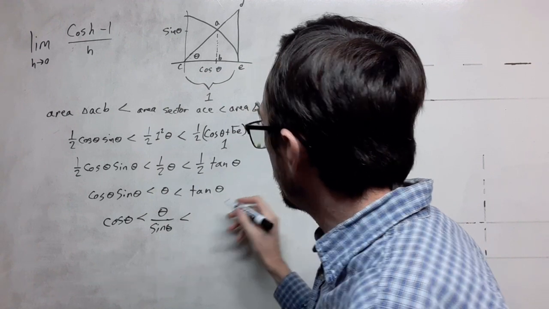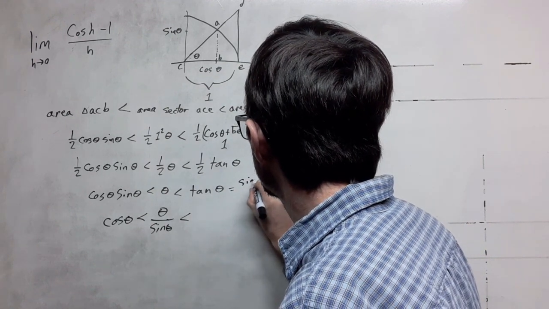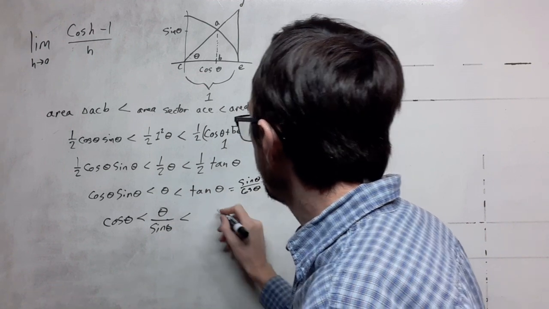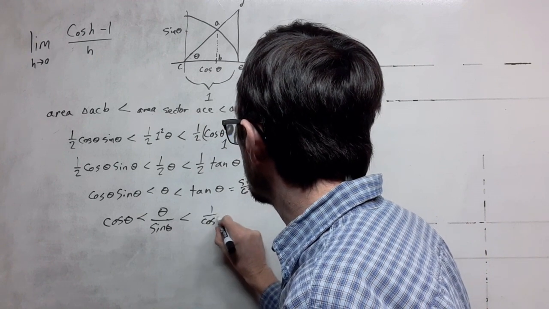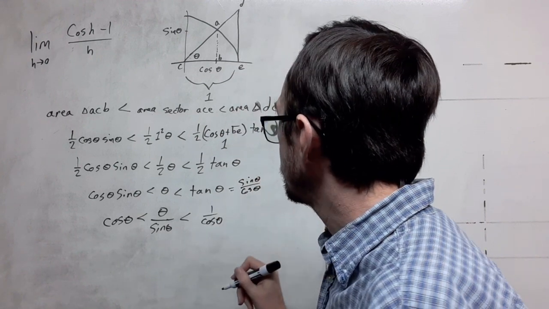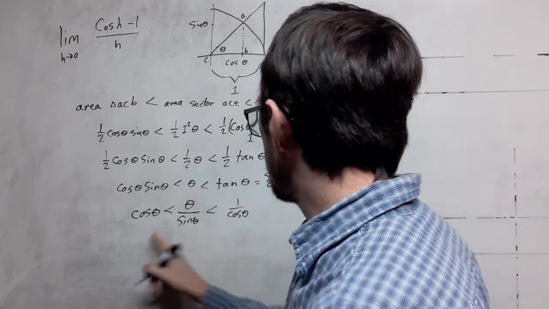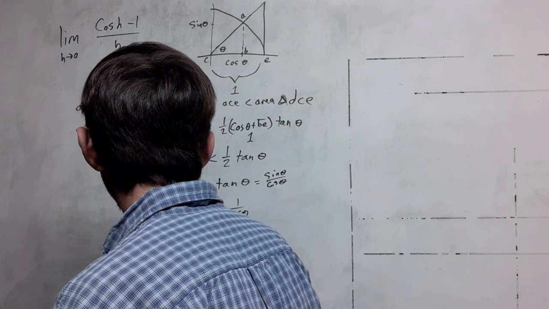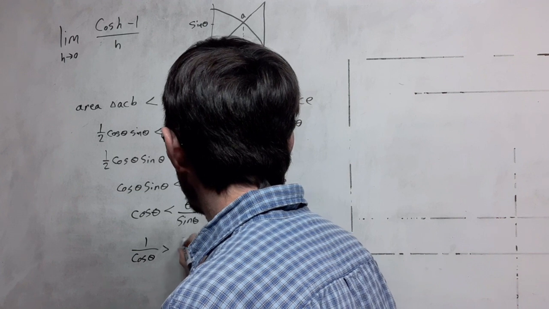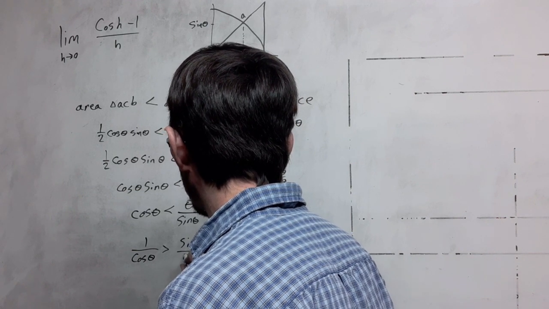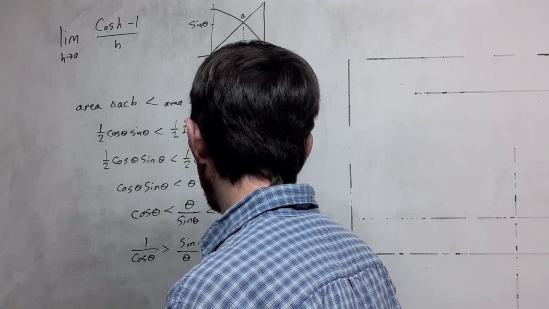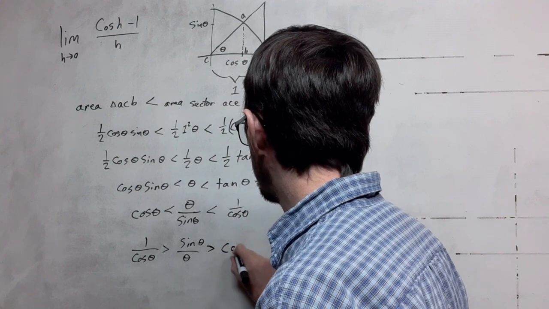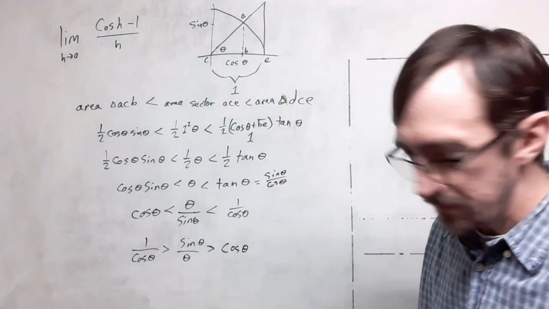tangent is sine divided by cosine. So if we divide by sine here, we get 1 over cosine of theta here. We're going to take the reciprocal of each of these terms. We will have 1 over cosine theta, reverse the inequality, sine theta over theta, reversing the inequality, cosine of theta.